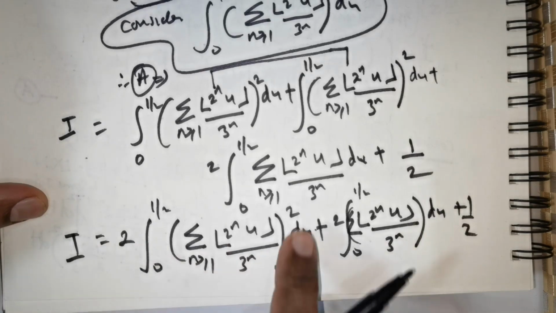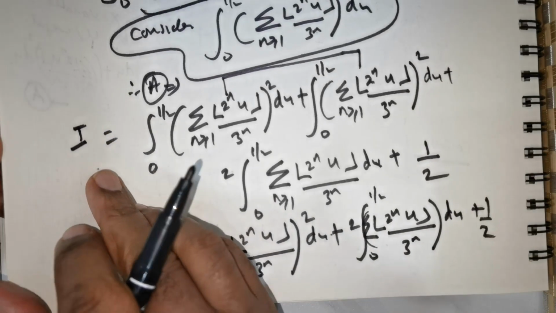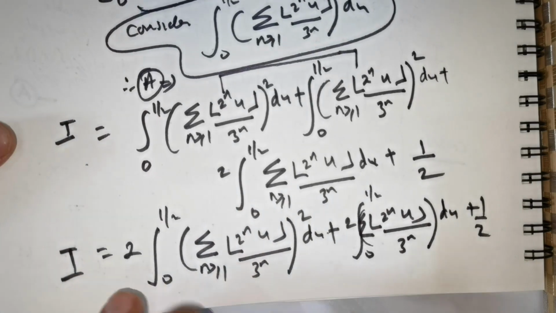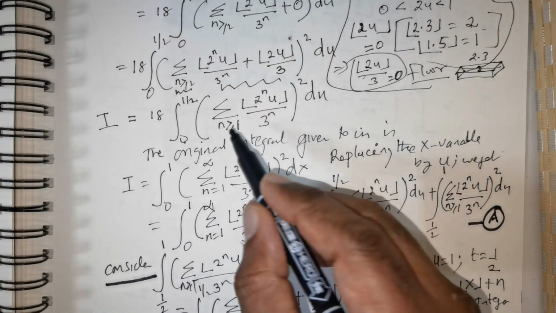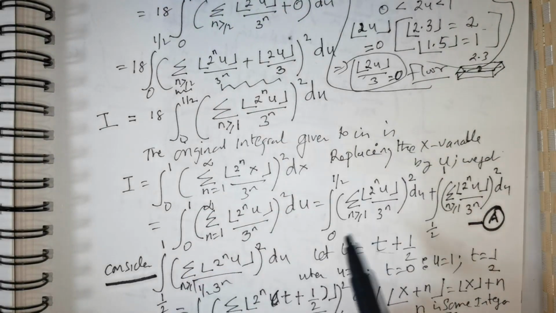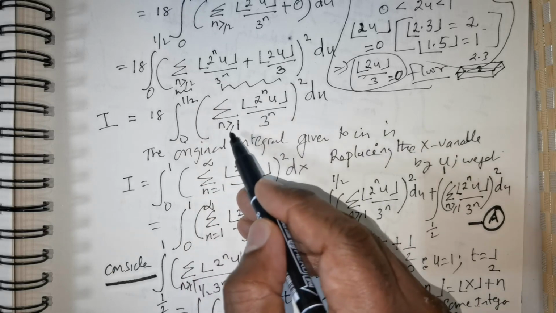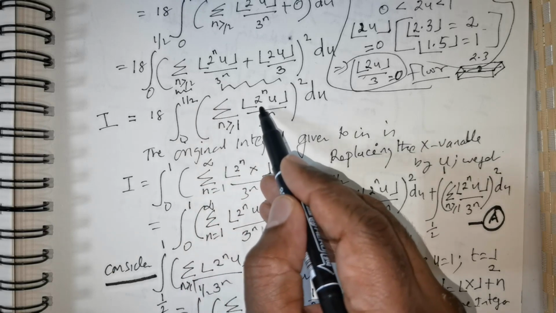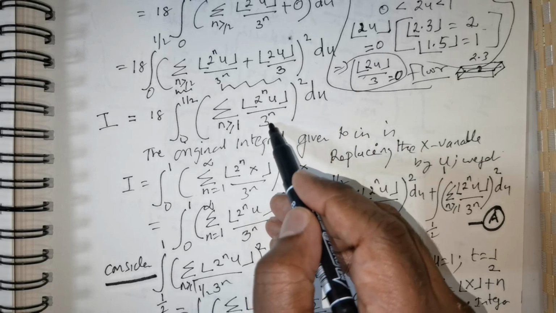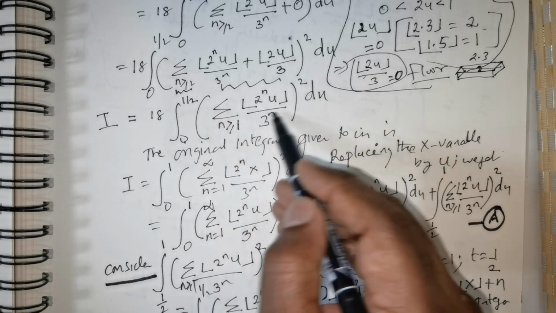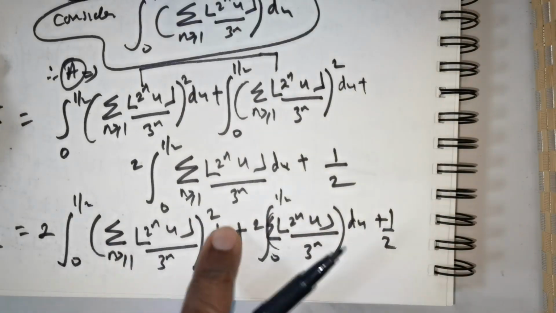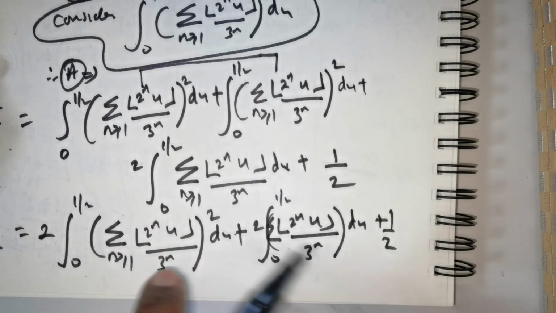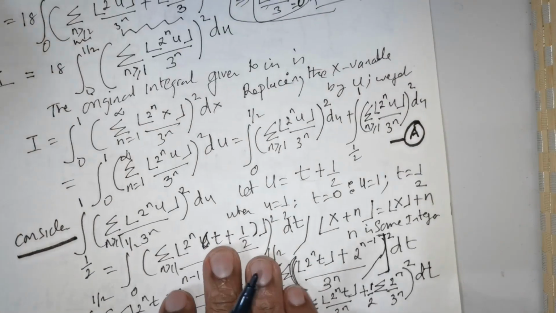Of course, on the left you got I. Let me show you, let me flip the page. I need to flip the page to show you what exactly we got for this. Now you see here, this is integral 0 to 1/2 sigma n ≥ 1 floor of 2^n u divided by 3^n of this entire quantity raised to the power of 2 du. This is what we are actually having here. So this value can be obtained from here.